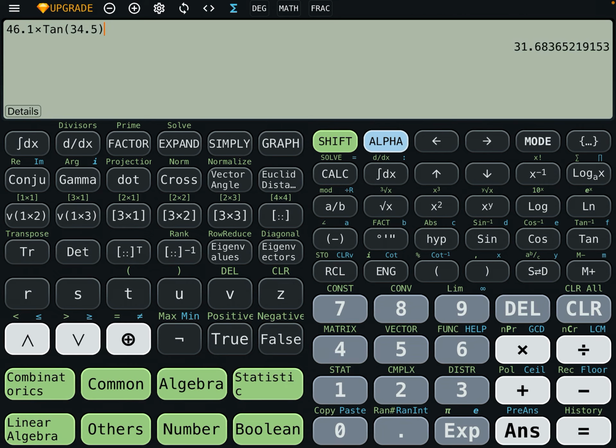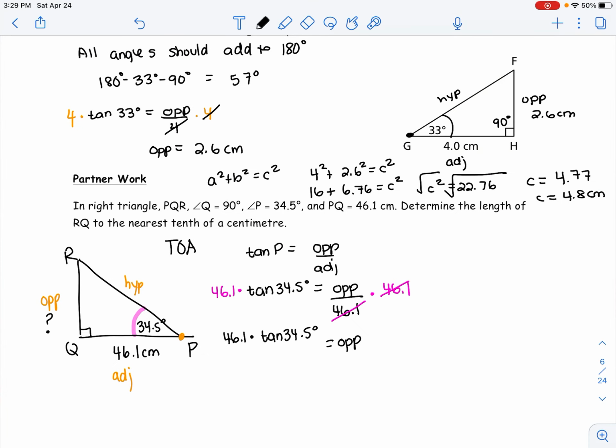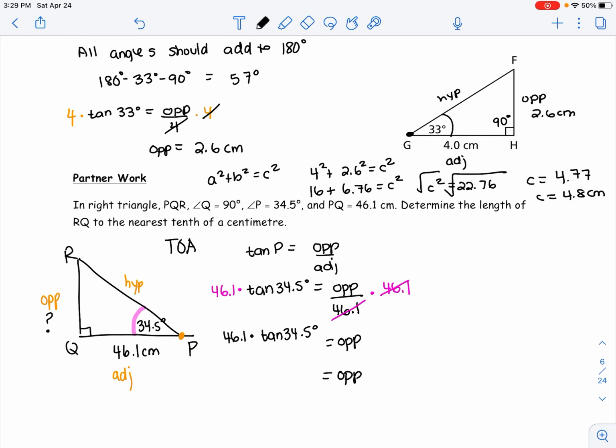So 31.7. The 6 after the decimal means you either stay at this, keep it the same, or move up. And the 8 to the right means you move it up. So 31.7. So that's what they want us to find. Oh, sorry, that's actually your side length. That should not be an angle. So in this case, it should be 31.7 centimeters. So it's a side length.